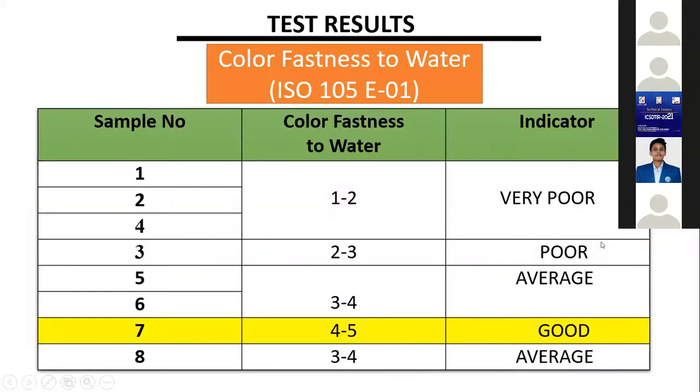And here is the test result for color fastness to water. It is done in ISO 105 E01. You can see that samples 1 to 4 show very poor color fastness to water. But sample number 3 shows 2 to 3, which is poor. Samples 5, 6, and 8 show average color fastness to water. And the best color fastness is shown by sample number 6, which is silk fabric. It shows 4 to 5, which is good.